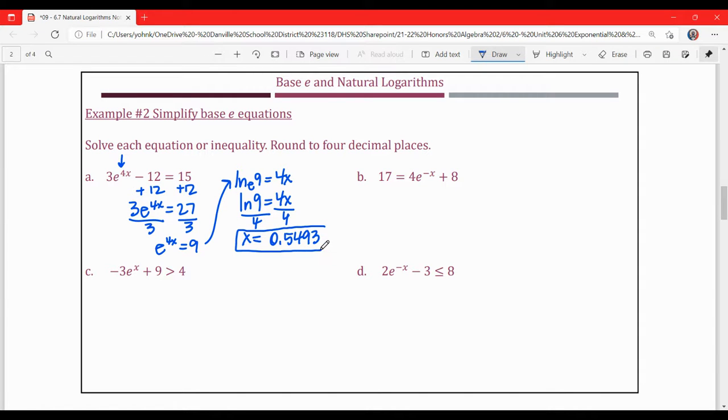Again, you can check whether your answer is right by taking that decimal we just got, plugging it in for x, doing the math on the left side with order of operations, and seeing if you get something close to 15.